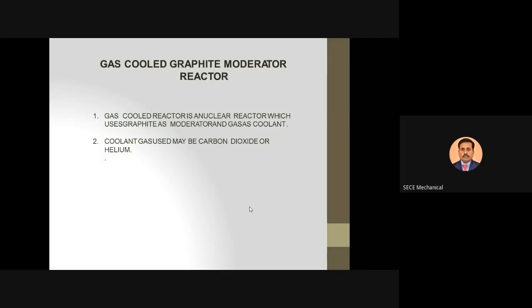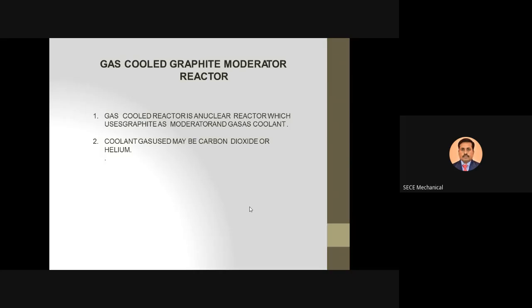So what type of moderator is used here? A graphite moderator is used, and the coolant is gas. Normally, carbon dioxide or helium is used. Generally, heavy water or normal water is used as a coolant in pressurized water and boiling water reactors, but here the coolant is carbon dioxide or helium. With the help of this gas cooling, we can operate the power plant. These are the two differences between the previous power plant and the gas cooled power plant.